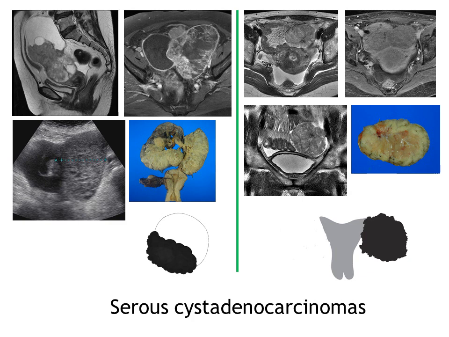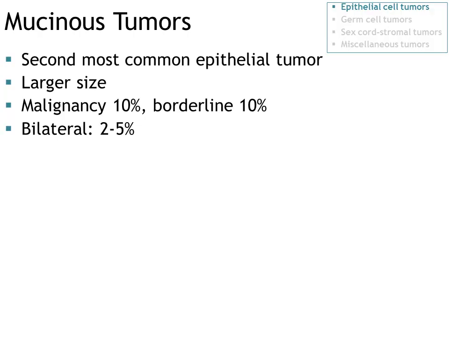These are two different cases of serous cystadenocarcinoma showing mainly solid or totally solid patterns. Now the second most common epithelial tumor category, mucinous tumors.